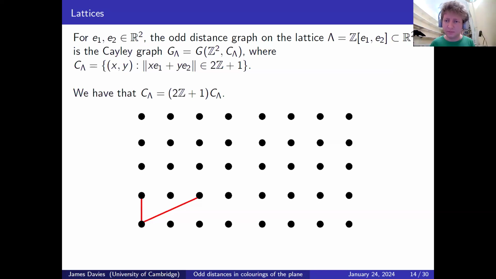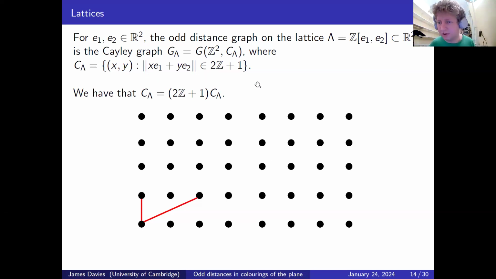So we can straight away, when we're looking at the odd distance graph on one of these 2-dimensional lattices, turn this into a Cayley graph over Z squared. We're being generated by these 2 basis vectors. These will just be our generators of Z squared. And then whenever we have a difference that gives an odd distance, this can just be in our generating set, like so.